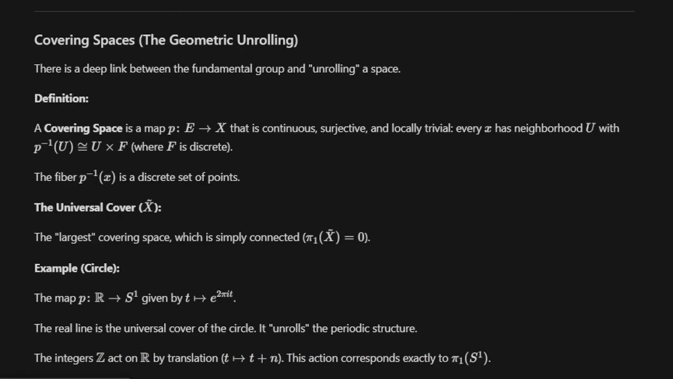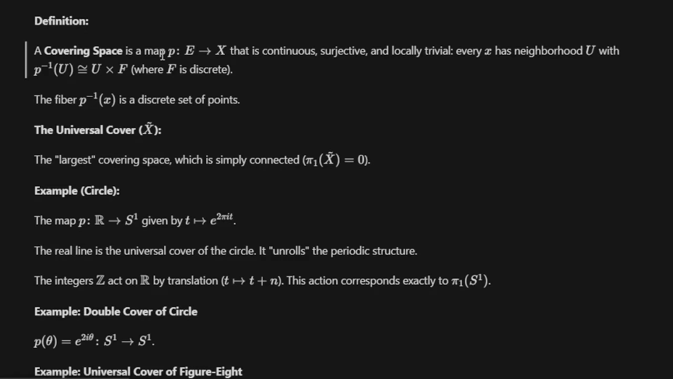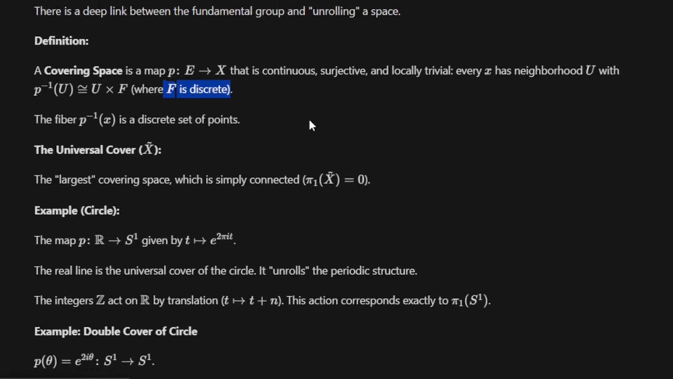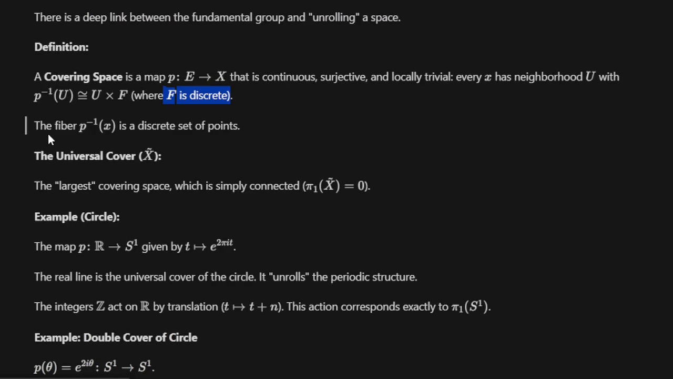All right, let's look at covering spaces. So there's a link between the fundamental group and unrolling a space. A covering space is a map P defined from some E onto the topological space X. It is continuous, surjective, and locally trivial. That means X has a neighborhood U with the inverse image of U isomorphic to U times F, where F is some discrete space. So we then define something called the fiber: the inverse image of x is some discrete set of points.